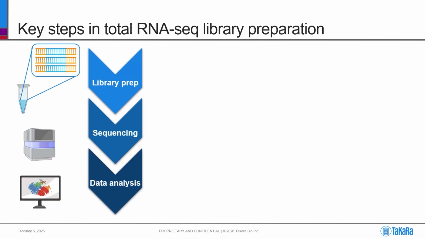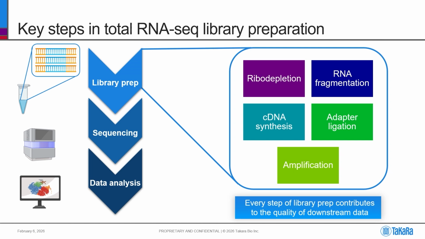Like other NGS assays, RNA sequencing also has three key steps: library preparation, sequencing, and data analysis. Library preparation has a few major steps. The success of each library preparation step affects the quality of data generated downstream. Today, we will go through some of the most important factors to consider when generating your RNA sequencing library.